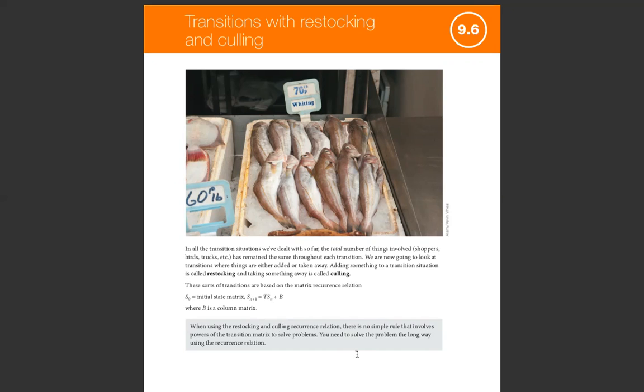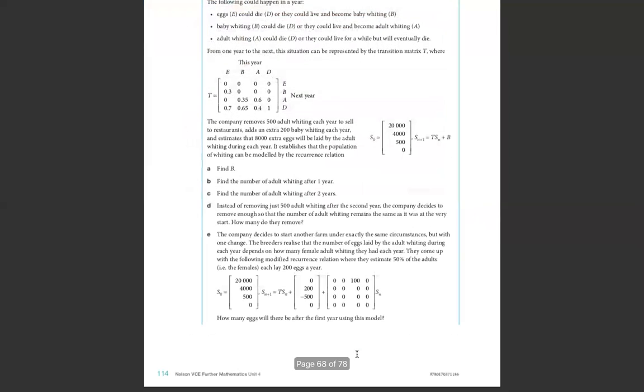When using the restocking and culling recurrence relation, there is no simple rule like we used to do, 3 raised to the power 6 and find the answer. Unfortunately, we cannot do that. We need to do it step by step by using the recurrence relation. So let's do an example to make sense of it.